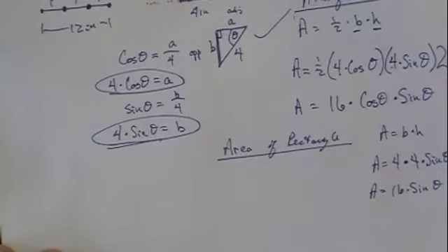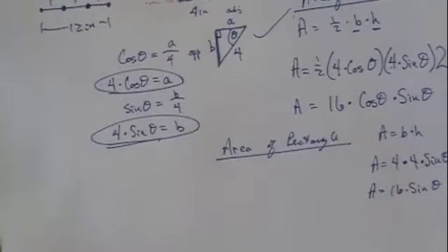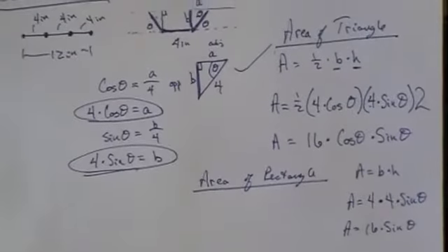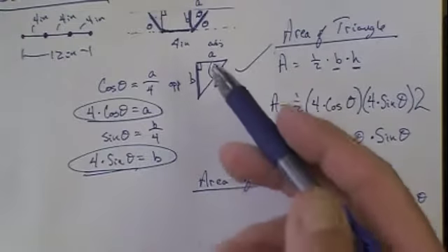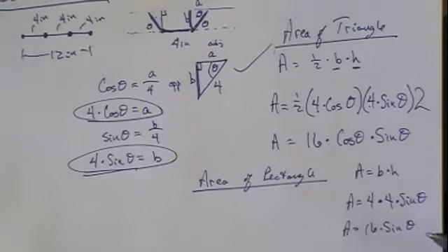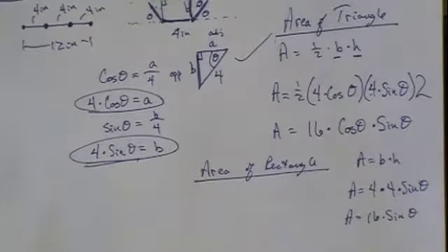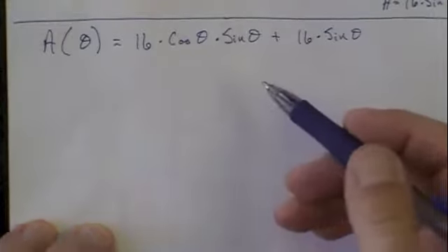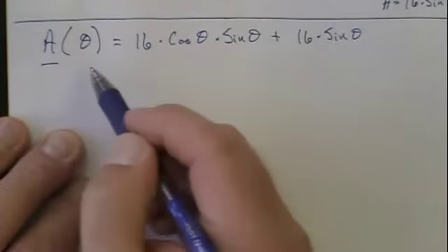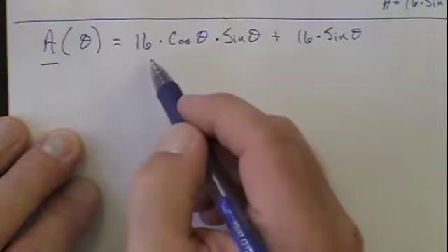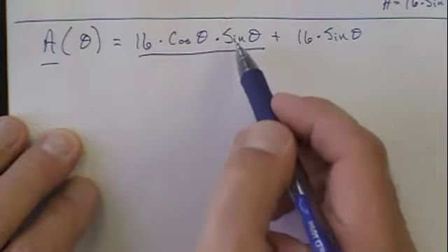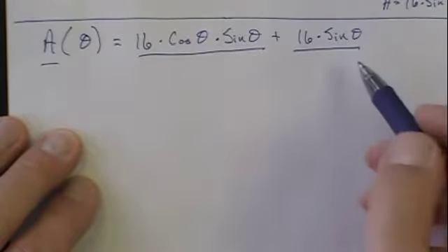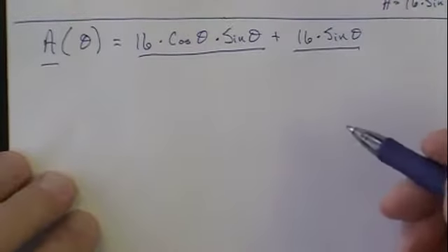So if we were to put all that together, we can find the area of our rain gutter depending on the angle. And as we change the angle, it would change the area of that rain gutter. So if we put those formulas together, we can determine the area based on our angle theta. And here is for the triangle, where we had 16 times cosine of theta times the sine of theta. And then here was the area of the rectangle, 16 times the sine of theta.